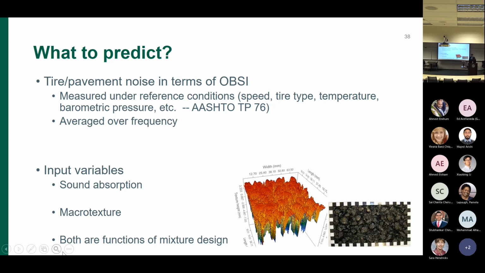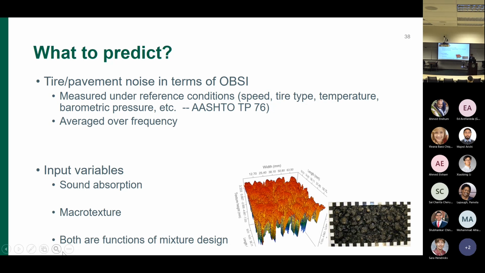So here eventually we want to predict the tire-pavement noise, because that's the noise that is generated in the field, right? In particular, we want to predict the tire-pavement noise in terms of the OBSI, the sound intensity that is measured by two microphones near the interface of the pavement and the tire.